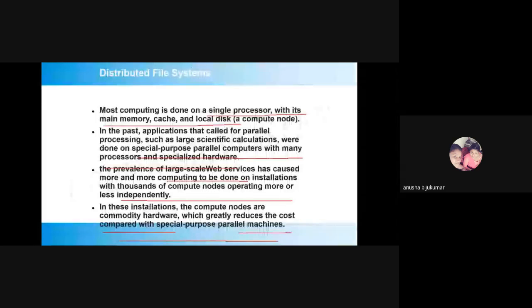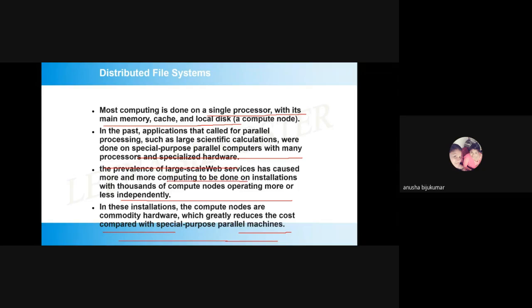Distributed file system. Most computing is done on a single processor with its main memory, cache, and local disk. Local disk is otherwise known as a compute node. In the past, applications for parallel processing used special purpose parallel computers with many processors and specialized hardware.